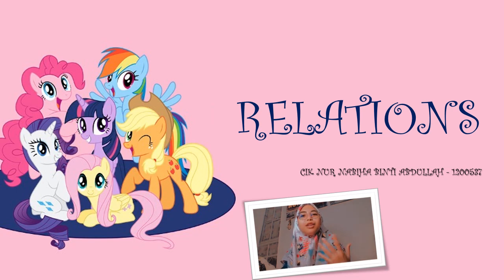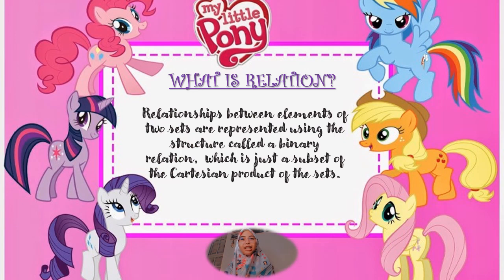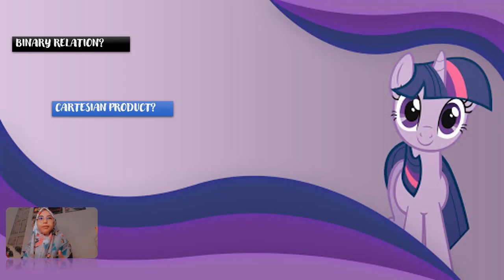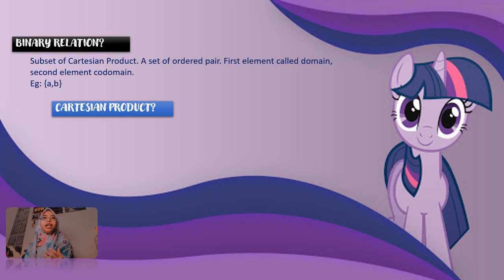I'm going to tell you about relations. Here we go. What is relation? Relationships between elements of two sets are represented using the structure called a binary relation, which is just a subset of the Cartesian product of the sets. What is binary relation? Binary relation is a subset of Cartesian product, or a set of ordered pairs.